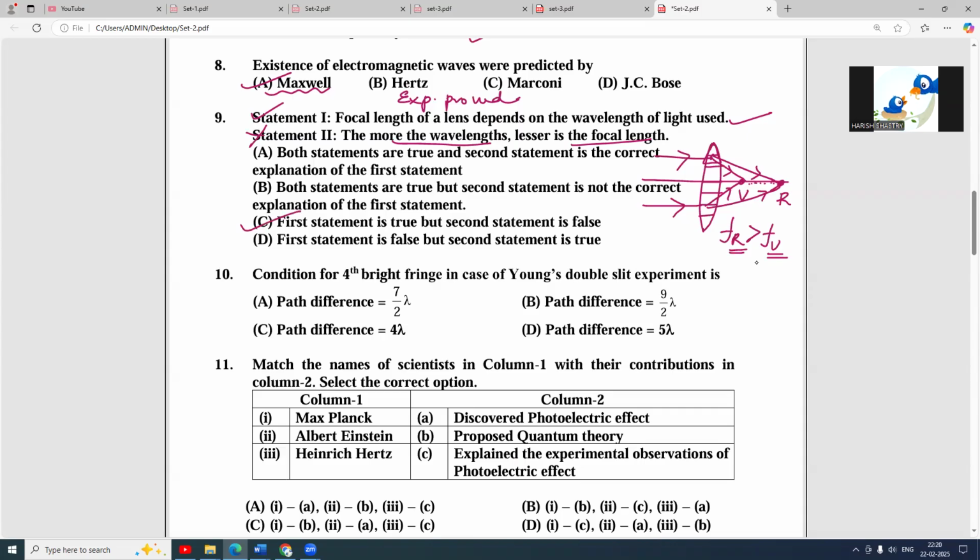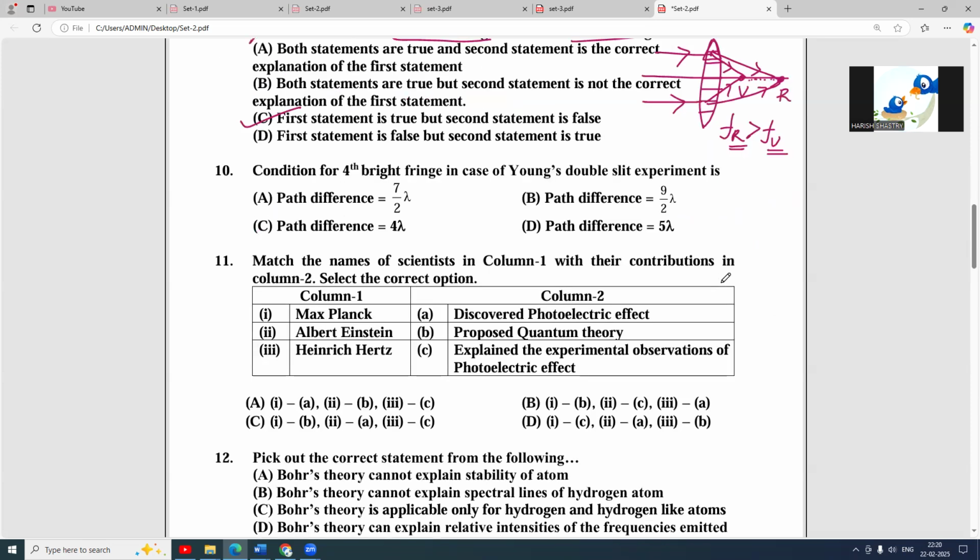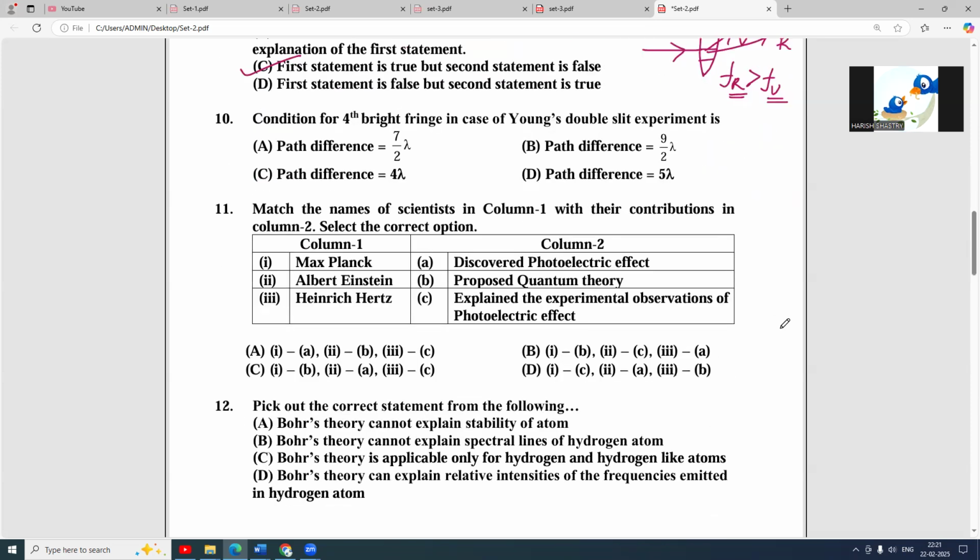Option C. Condition for the fourth bright fringe in the case of Young's double slit experiment. We know in Young's double slit experiment, the bright fringes are formed when the path difference is n lambda. The central fringe is for 0 lambda, with light coming from here and here. When they don't have any path difference, the central bright fringe is formed. Next, for the next bright fringe, the path difference should be 1 lambda. Similarly, for the fourth bright fringe, it is 4 lambda. Path difference should be 4 lambda.